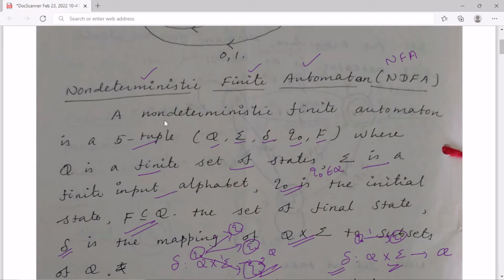So in an NFA, given the current state, there could be multiple next states. Whereas in case of DFA, in the current state, by reading an input symbol, you have a unique next state. That is the main difference between NFA and DFA.